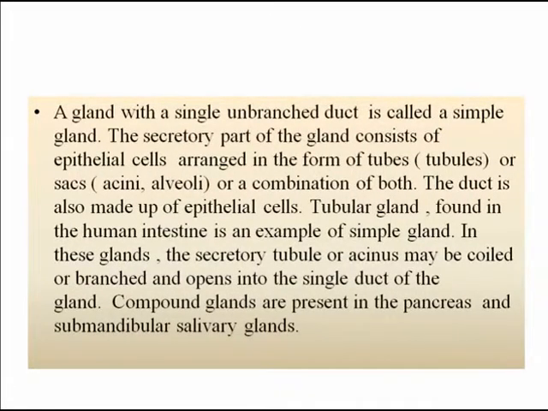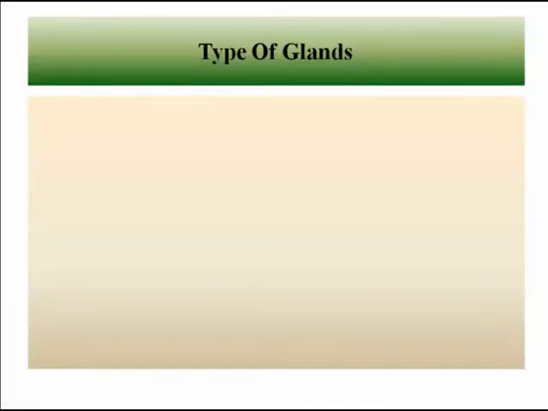Now, single cell. So, single cell glands are glands that have unbranched duct and secretory portion. And multicellular glands or compound glands are those which have both the duct and the secretory portion branched. So, the secretory part of the gland consists of two parts, tubes and sacs. So, in compound glands, tubes and sacs both are branched. And in simple glands, tubes and sacs both are unbranched. So, tubular glands or goblet glands are examples of single cell glands, and pancreas and submandibular salivary glands are the example of compound glands.